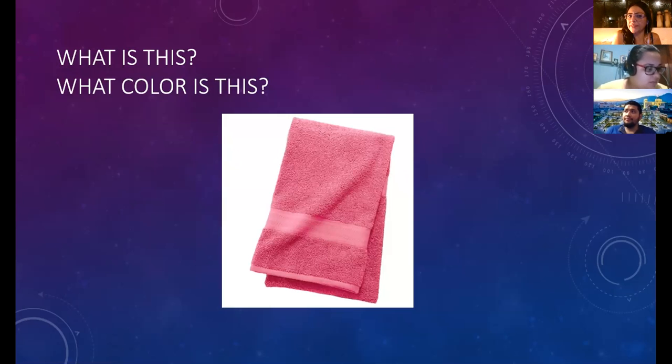All right, ahora, okay. What is this? Una toalla. Yes, in English, Osvaldo. How do you say toalla, Tania? I don't know, teacher. You say towel. Towel, yes. T-O-W-E-L. Very good. It is a towel, right?